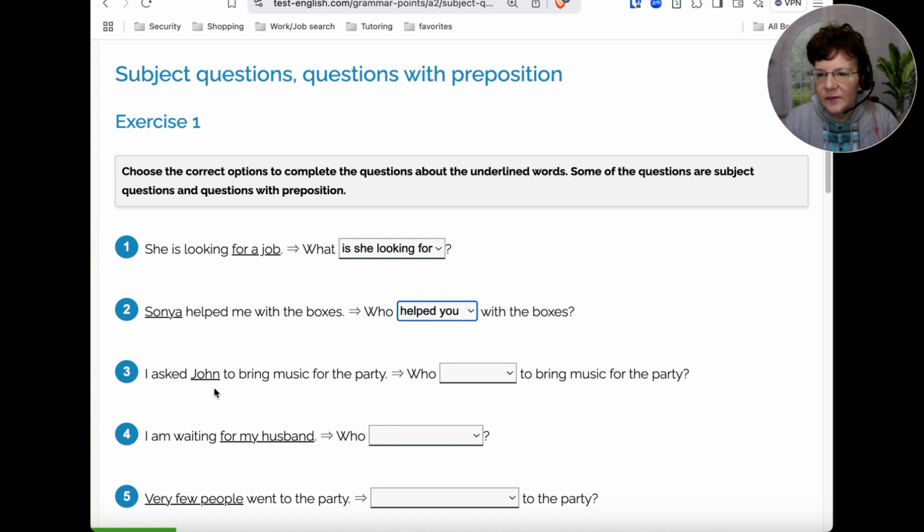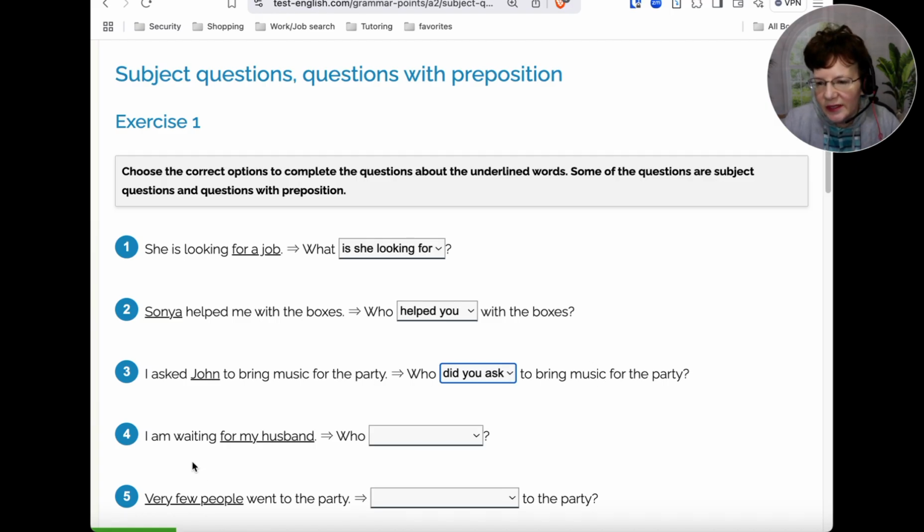Okay, number three, "I asked John to bring music for the party." Okay, so who to bring music for the party? So what's happening is we're asking about an object, the object in the sentence. So who did you ask? Who asked you? Or who you asked? So if you chose "did you ask," that would be the correct question form. So, who did you ask to bring music for the party?